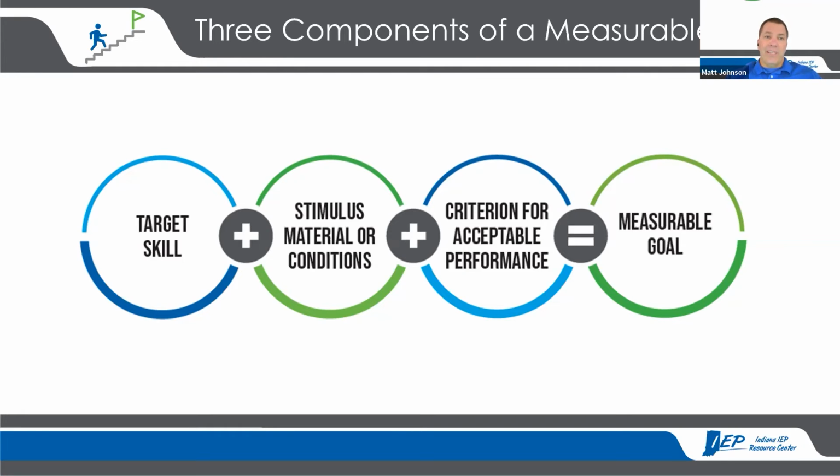We're looking at this stimulus, material, or condition, sometimes called the given. And then we're looking at our criterion for acceptable performance or evidence of mastery of that skill, or we set the target for mastery in that case. And those things together make it into a measurable goal.